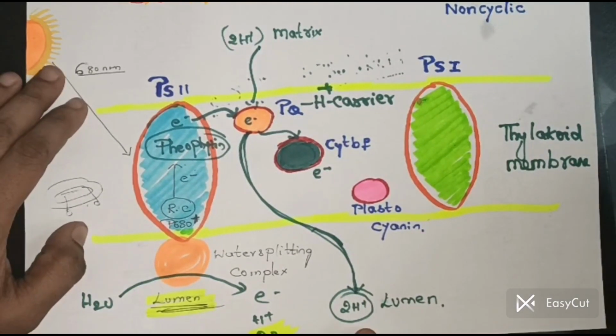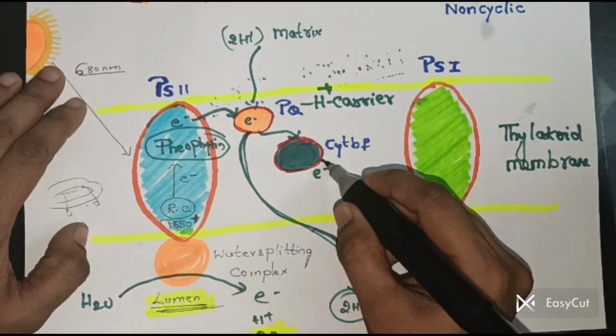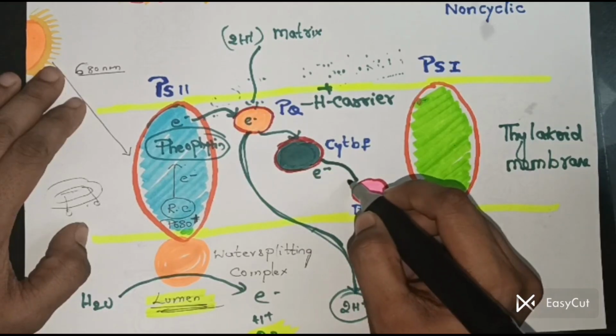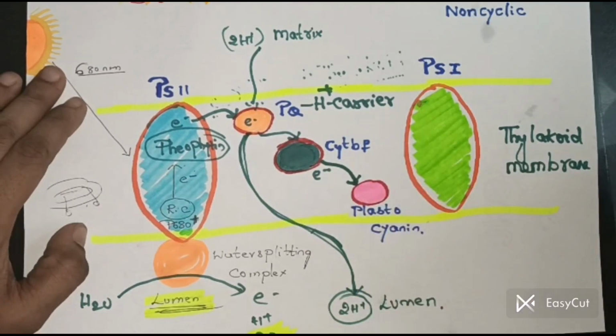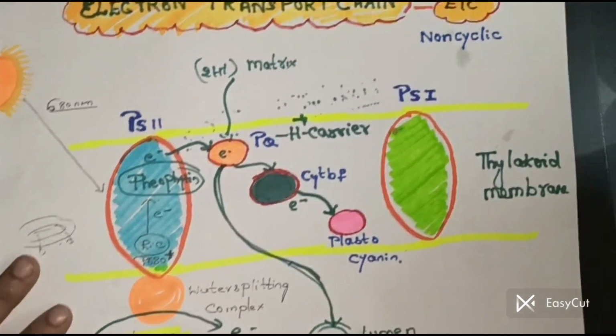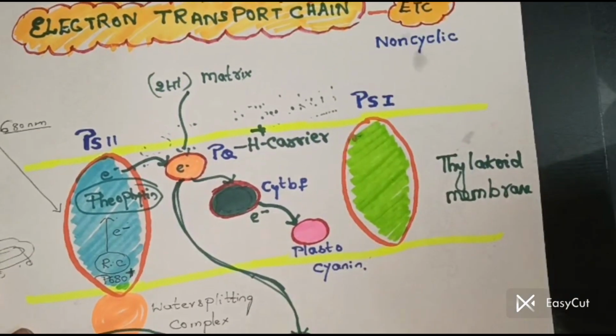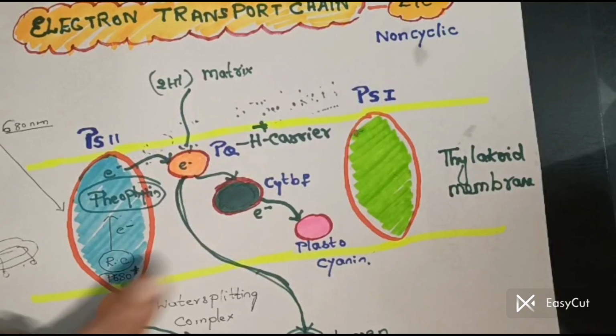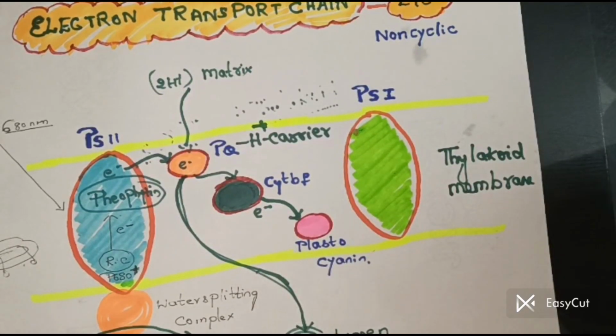Please don't forget. Now the cytochrome BF complex, which carries the electrons, will have to give them to the next electron carrier. It's nothing but plastocyanin, which is the last electron acceptor. Now the plastocyanin has to give electrons to the PS1.